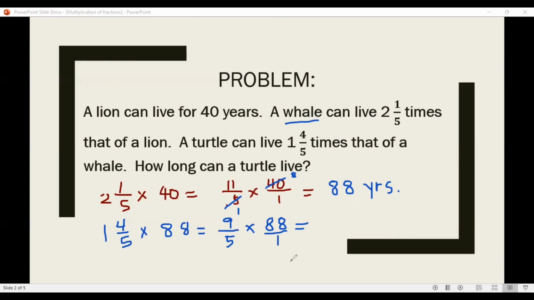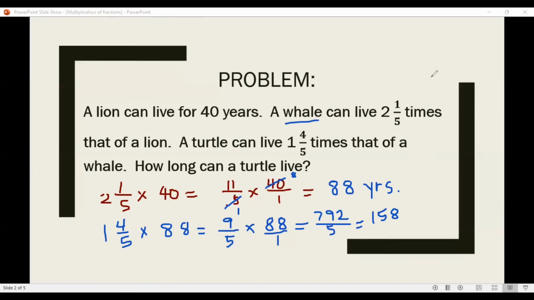So 9 times 88, and the answer is 792. But do not forget the denominator, and that is 5 times 1, and that is equivalent to 5. So therefore, if you are going to divide now 792 divided by 5, the answer is 158. Okay, 158.